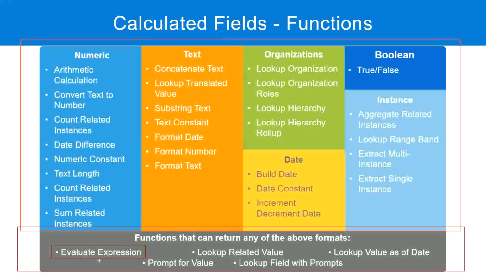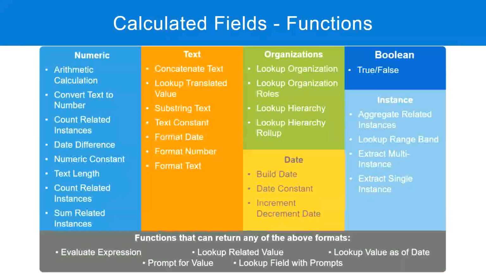So these functions, the ones that are gray at the bottom of your screen, they can return any of the above formats. They are not restricted to any specific output format type. That makes it very powerful and very flexible, right? So over the next 2 or 3 sessions, we will look at the different calculated fields, what they can do and how we use them and how we test them out. Okay.